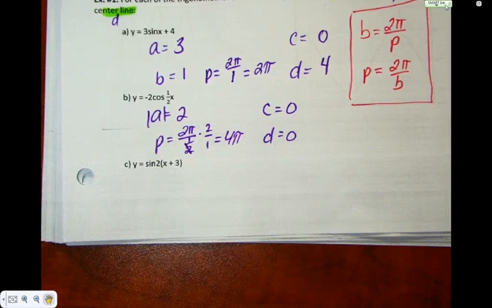What's A again? A is the amplitude, the height of the graph. It's a distance, so it's always positive. Because all the negative means is that we flipped it, but that's not going to change the amplitude.